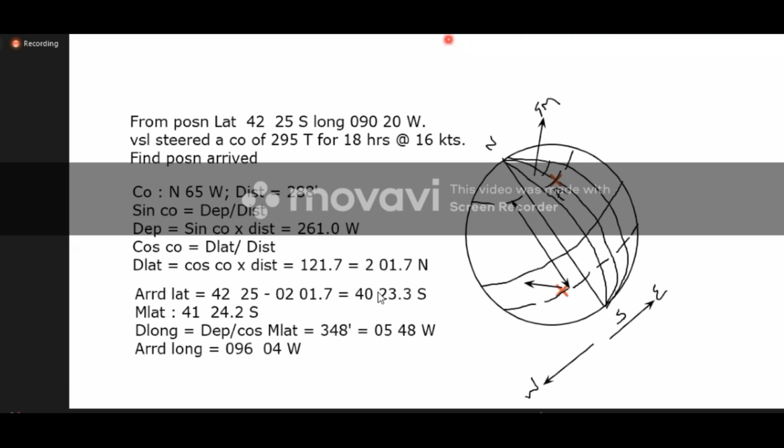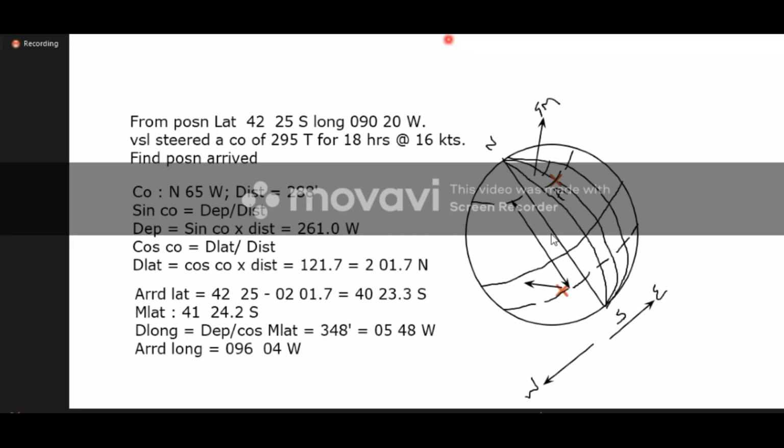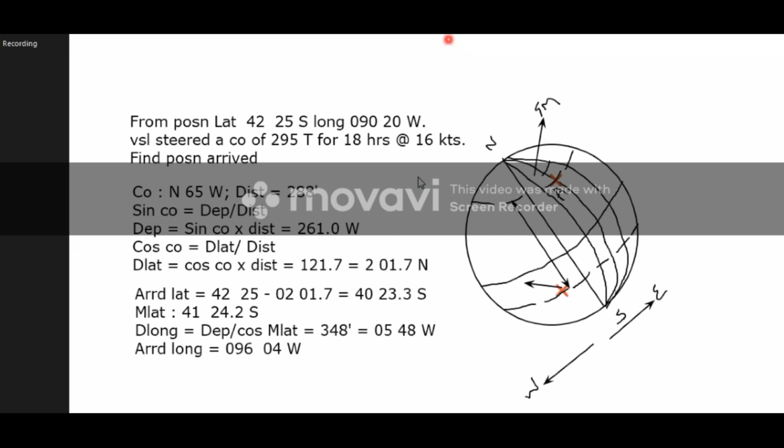Example, celestial sphere. These will all come as definitions, and this definition you don't get easily, so you can write it down. A sphere of infinite radius enveloping the Earth.